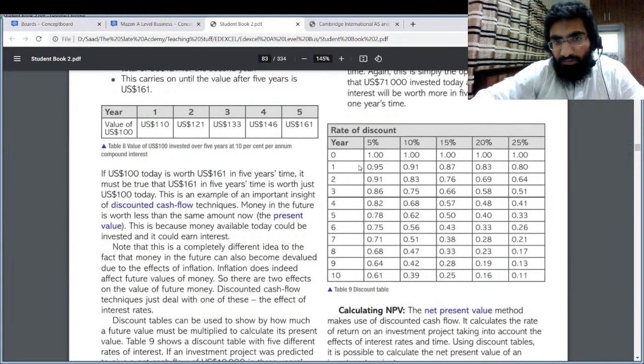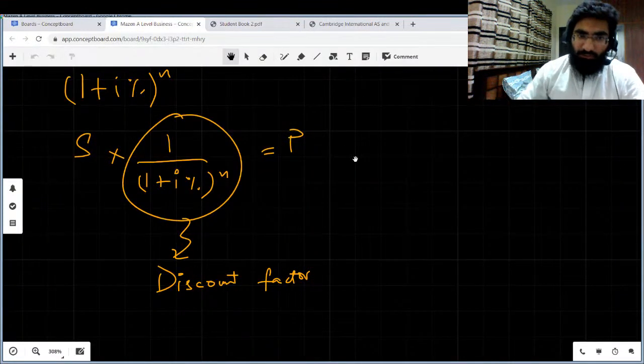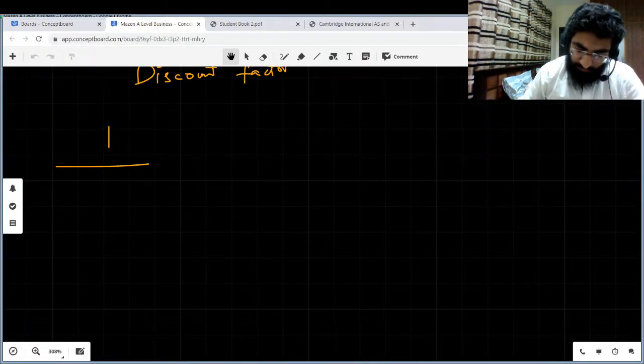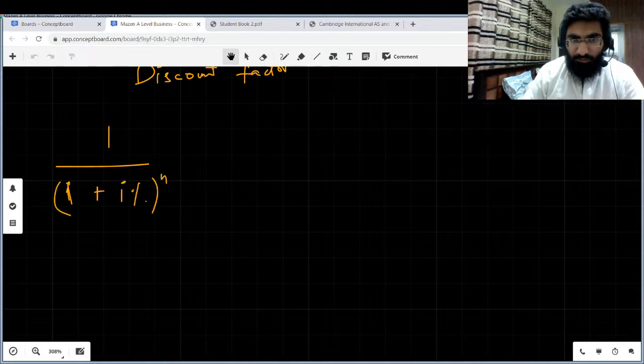So for something which is discounted at 5%, for year zero it will always come as one, for whatever value. Do you know the reason why? Not sure. Let's see. We calculate the discount factor using the formula 1 over 1 plus the percentage by which I have to discount it, raised to the power n, which is the number of periods.